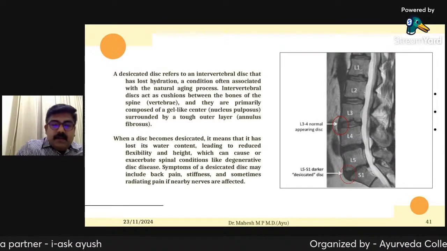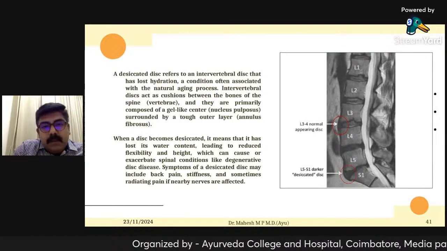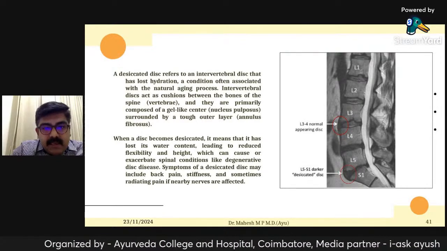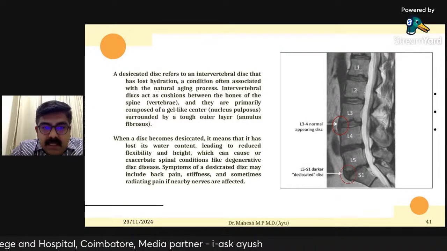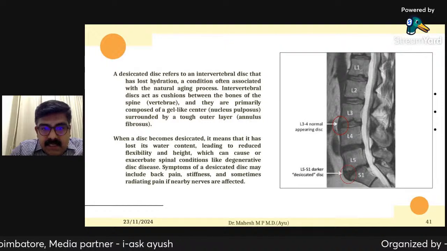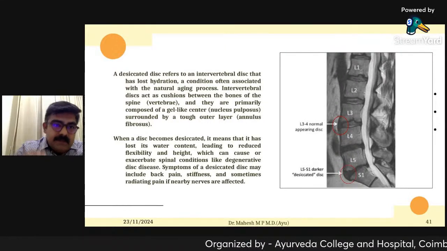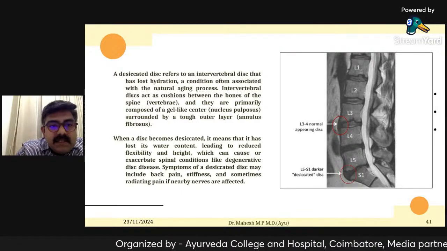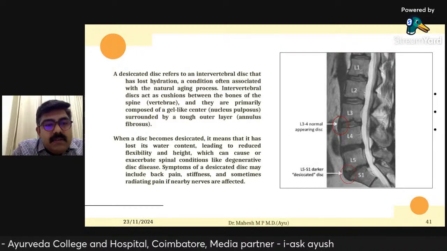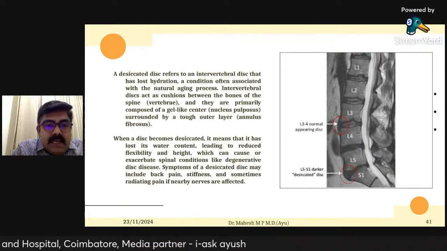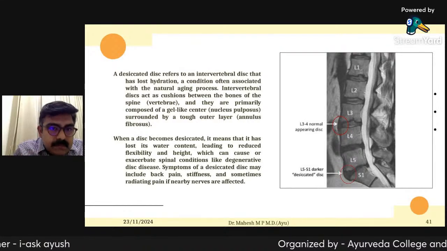Next, we will be talking regarding the abnormalities in this particular MRI scan. You can see the changes in the disc bulges at the L4, L5-S1 level and L3, L4 level. So here, a desiccated disc refers to an intervertebral disc that has lost its hydration, and the condition is often associated with the natural aging process.